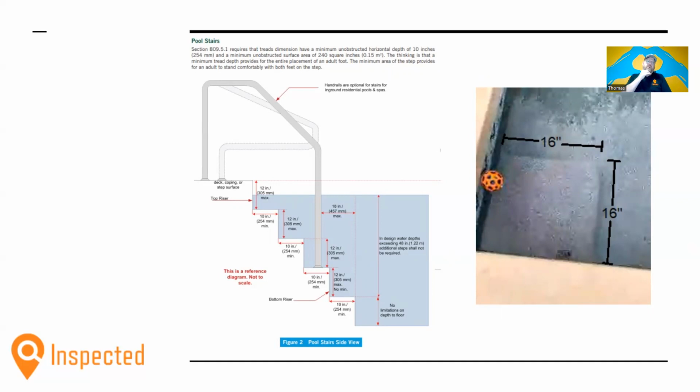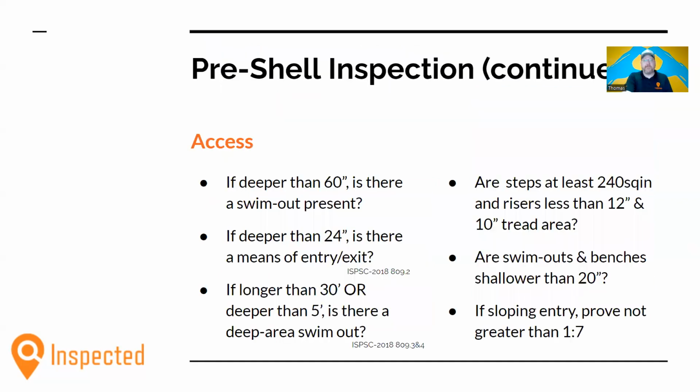When a homeowner or designer calls for a deeper beach, consider putting in an intermediate step like is pictured here, and make sure that step is at least a 240 square inch step that has a 10-inch tread. 16 by 16 is compliant. So next, any swim outs and benches may be of any size exceeding 240 square inches, but they also cannot be deeper than 20 inches.